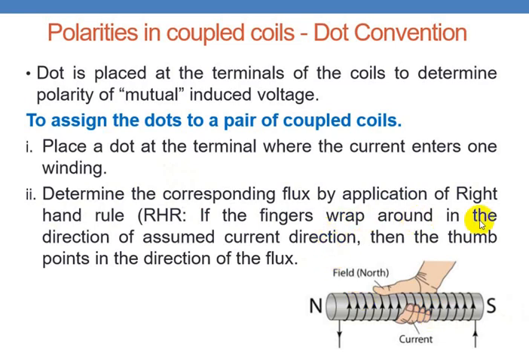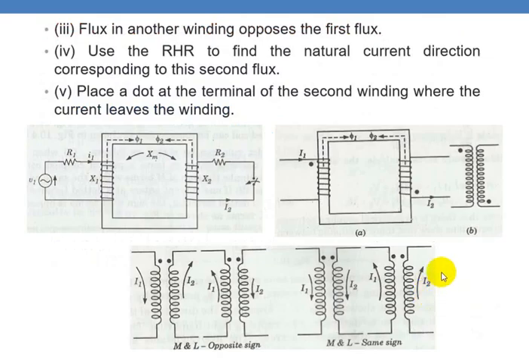Using the right hand rule, if the fingers wrap around in the direction of the assumed current, suppose this is the current direction, you hold your hand such that your fingers point to the current direction. In that case, the thumb will indicate the direction of the flux. The current direction is like this, so the flux will be flowing in this direction.